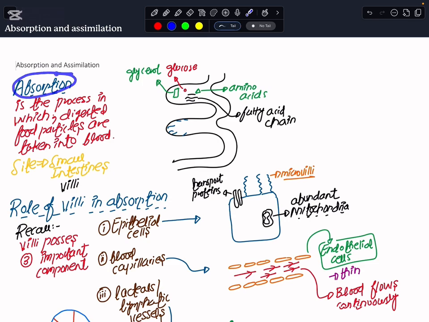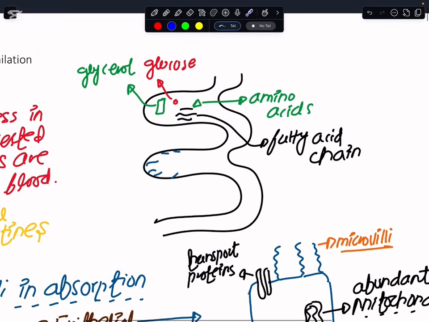So for the absorption, what we know is that this is the process where the digested food particles that we have with us would be absorbed into the blood. And this absorption is taking place there in the small intestine. So the small intestine not only has a role in the complete digestion, but also in the absorption of the food particles.